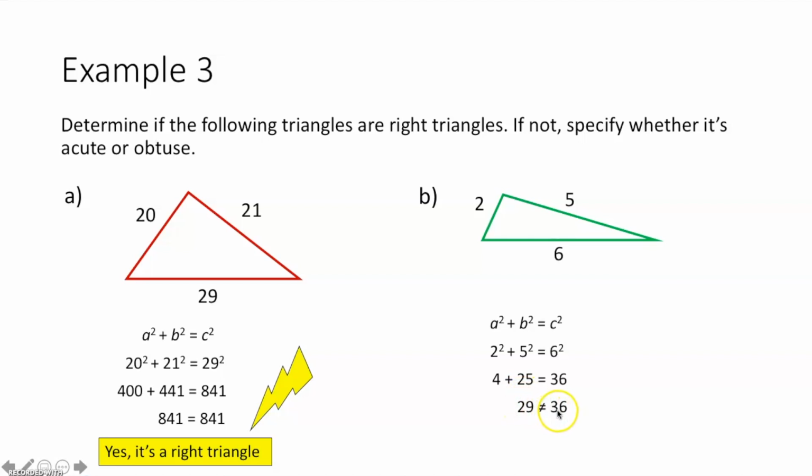29 is not equal to 36, meaning that this is not a right triangle. But we do know that 29 is less than 36, meaning that a squared plus b squared is less than c squared. If you know that a squared plus b squared is less than c squared, you know that this triangle is going to be an obtuse triangle.